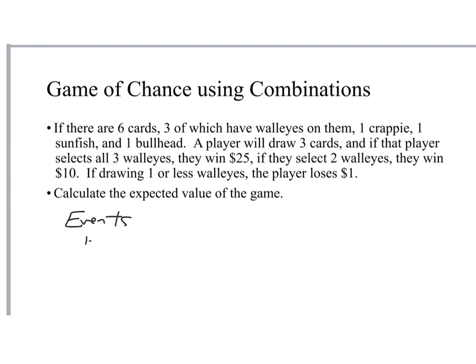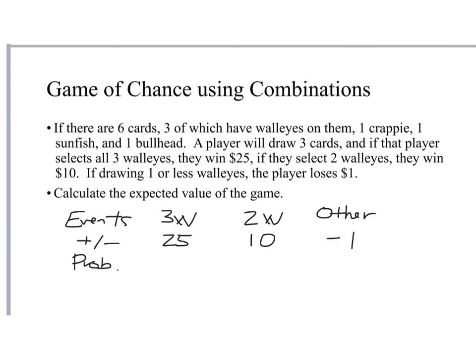My gain-loss, my probability. My events are the 3 walleyes, that's going to win $25. 2 walleyes, $10. And other, so 1 or less, they're going to lose $1.